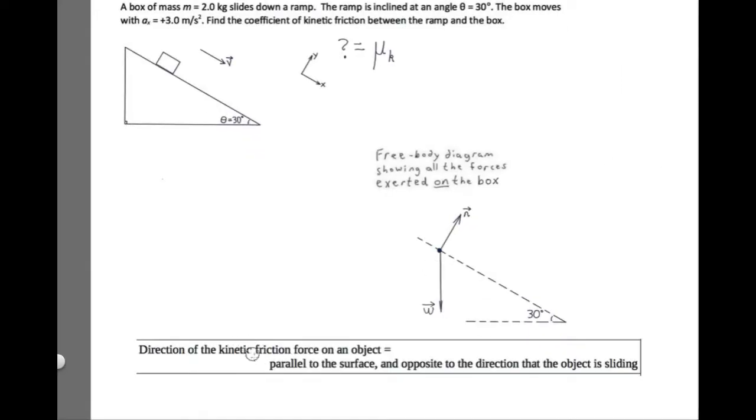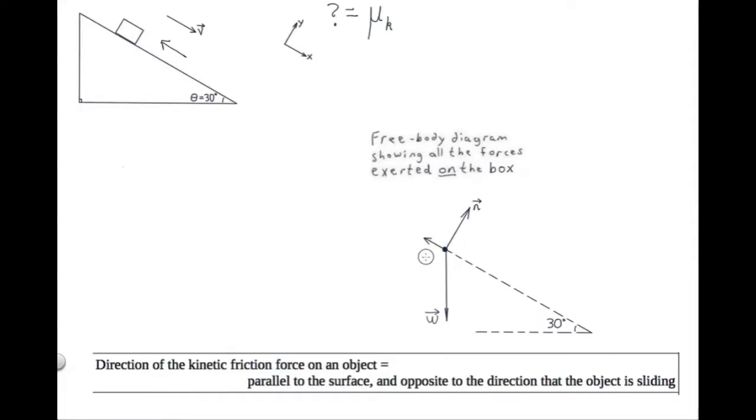The kinetic friction should point parallel to the surface and opposite to the direction of sliding. So in this case, the kinetic friction should be parallel to this ramp. We're sliding down the ramp, so the direction of the kinetic friction should be up the ramp. So let's add that to the free body diagram. Here we've added the direction of the kinetic friction pointing up the ramp.